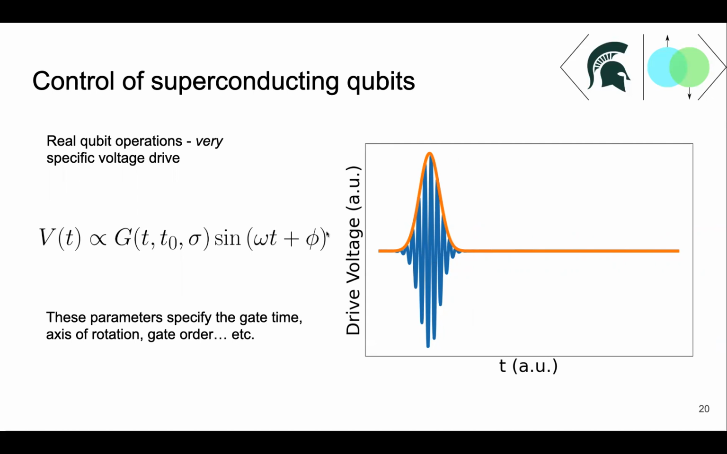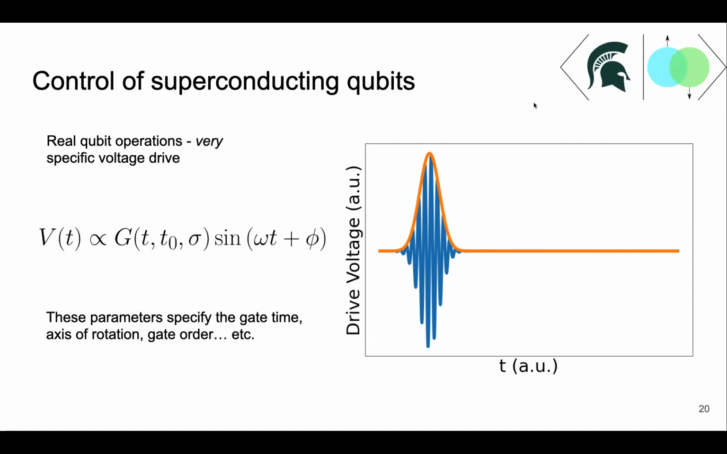And we have all these parameters we can mess with. We have T0, which is the center of the Gaussian part. We have the frequency, we have the phase, we have the width of the Gaussian pulse. And it turns out that just by controlling these parameters, we can minimize the state leakage.